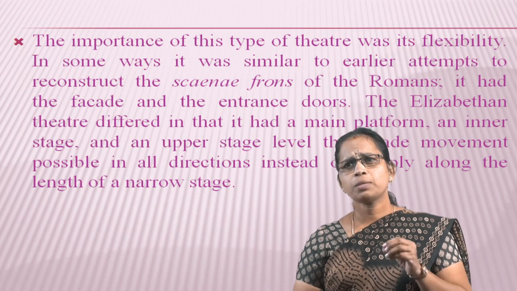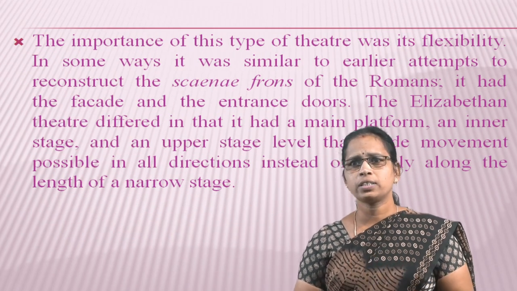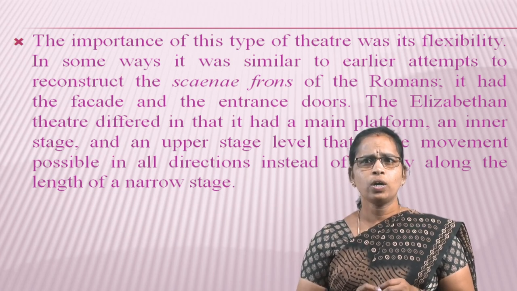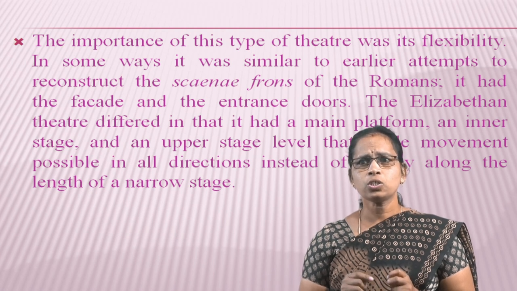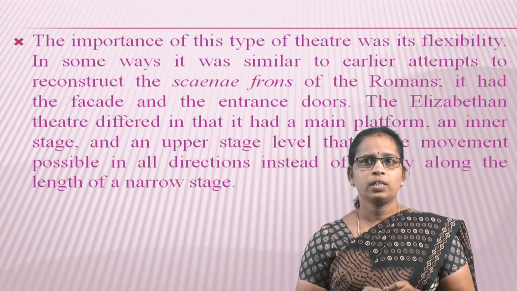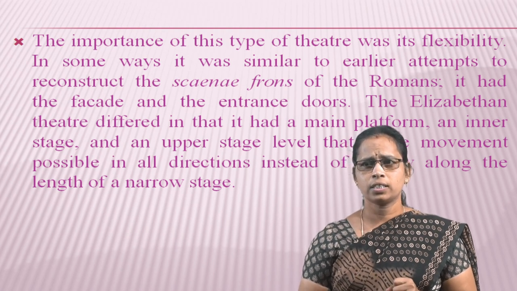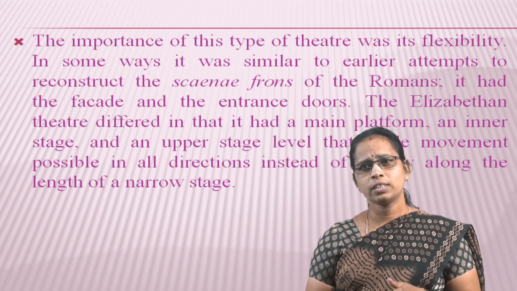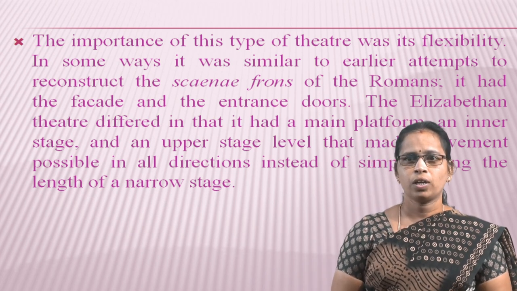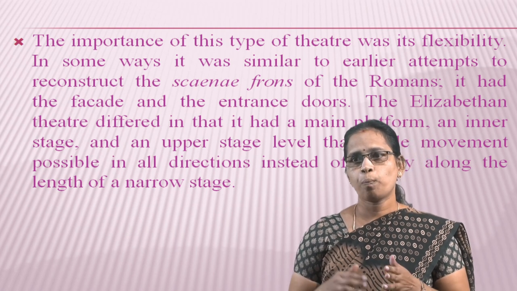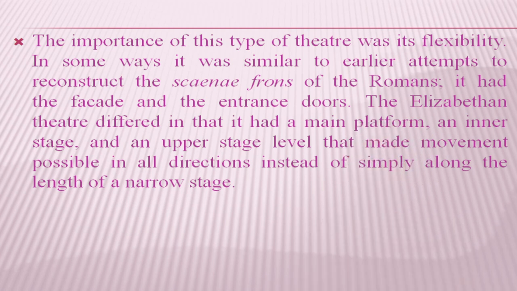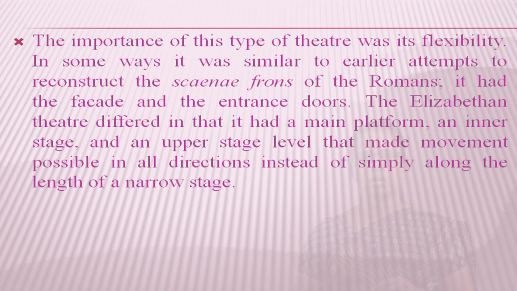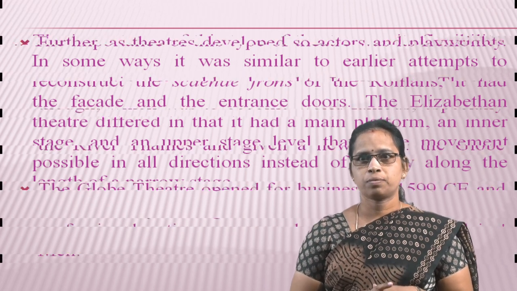The importance of this type of theatre was its flexibility. In some ways, it was similar to earlier attempts to reconstruct the scaenae frons of the Romans. It had the facade and the entrance doors. The Elizabethan theatre differed in that it had a main platform, an inner stage and an upper stage level that made movement possible in all directions instead of simply along the length of a narrow stage.